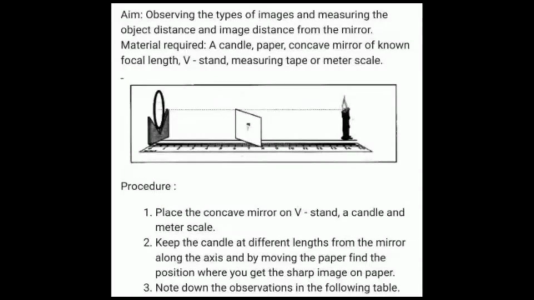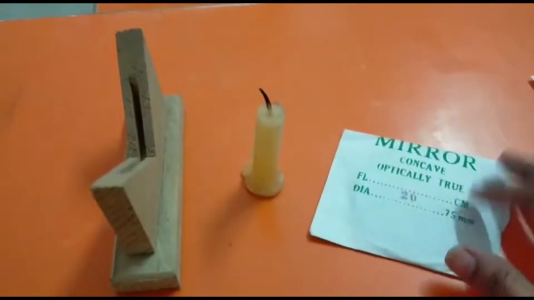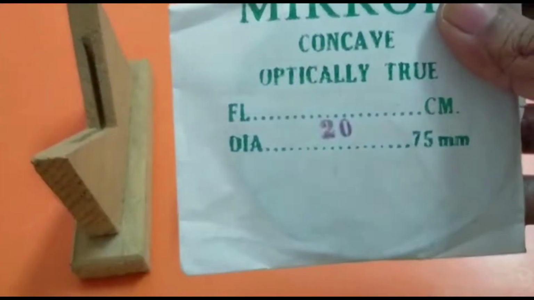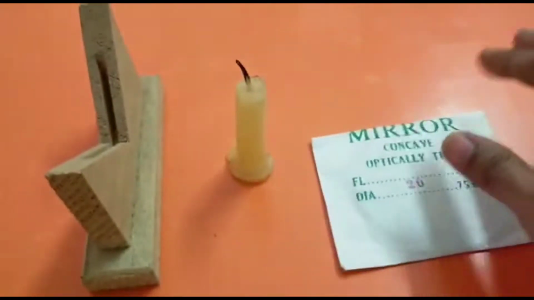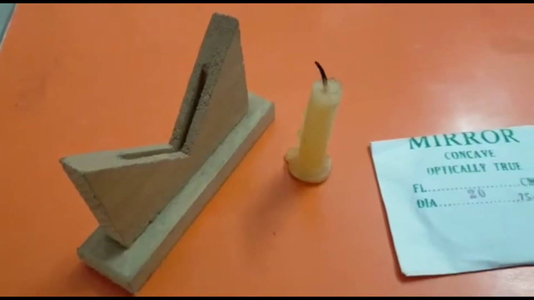We are going to discuss the object distance, image distance and the nature of images formed by a concave mirror. Here we have taken a concave mirror whose focal length is 20 centimeter. Then I am taking a candle which is acting as the object, and a V stand to mount the concave mirror.